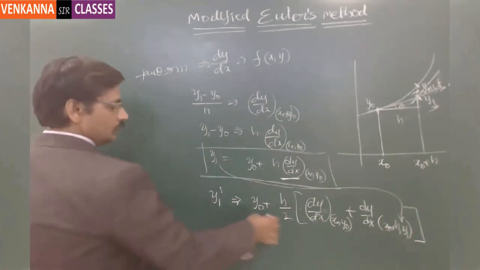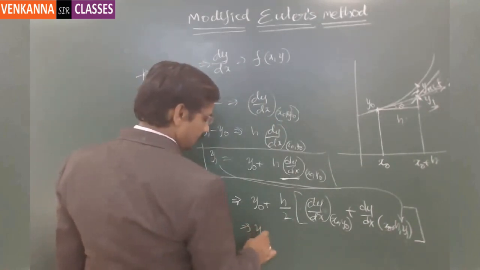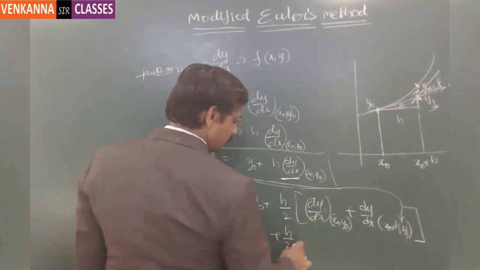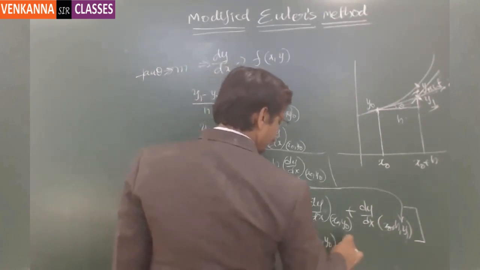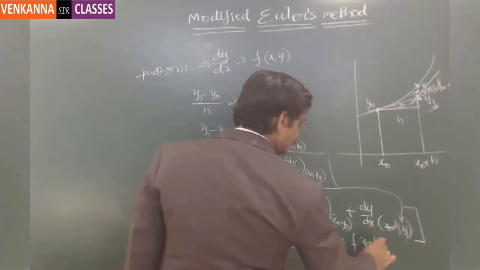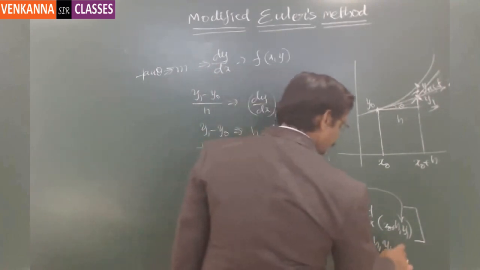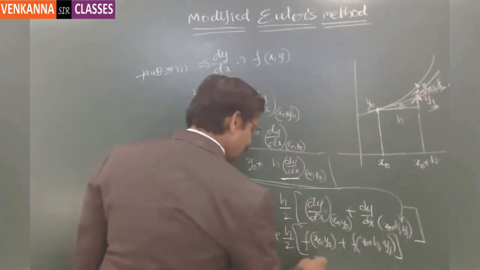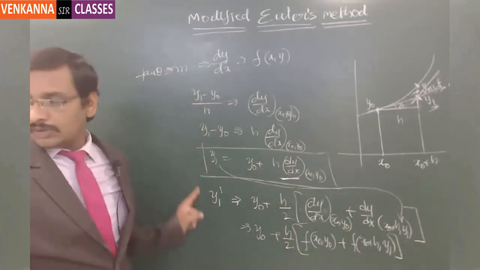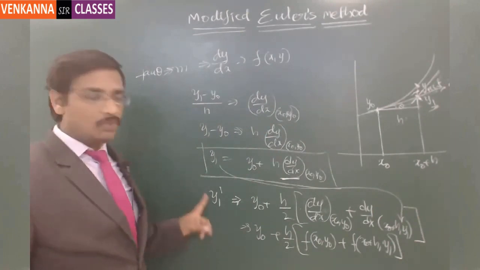So if I replace this value in terms of f, then y1 dash is y naught plus h by 2 times f of x naught comma y naught plus f of x naught plus h comma y1. This value is a better approximation than the previous y we calculated, and this is y1 dash.